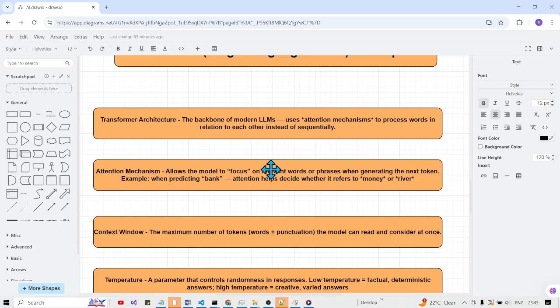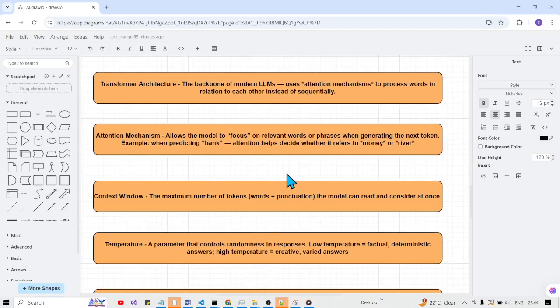Second concept is attention mechanism. Attention helps the model decide which parts of the input are most relevant when generating a response. For example, in the sentence, "The cat sat on the mat because it was tired," the word "it" will refer to the cat. Attention assigns higher weight to important words, allowing the model to maintain context. It's the secret behind how models understand long and complex sentences.